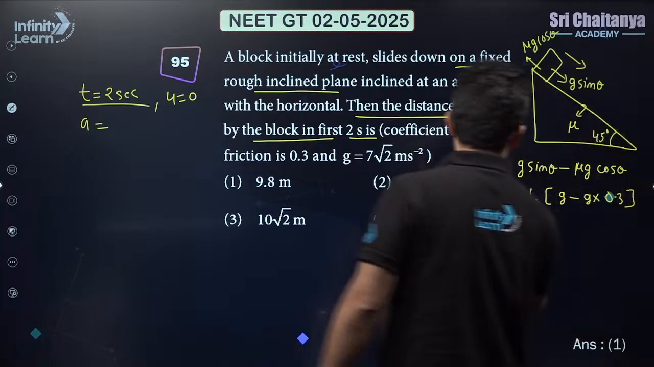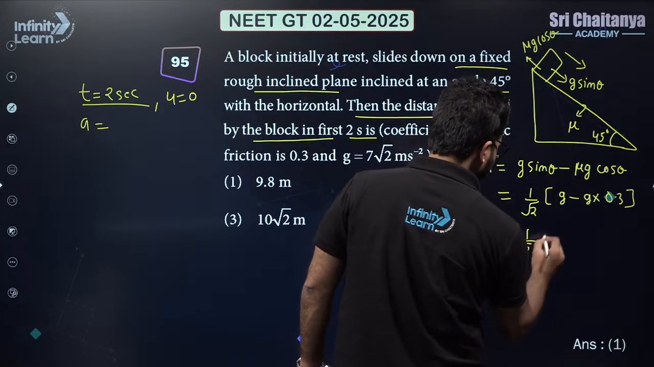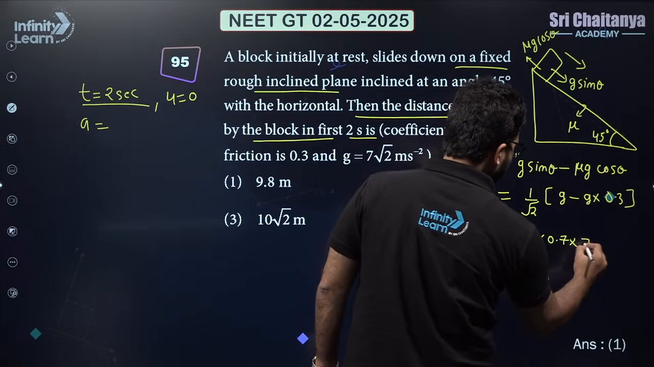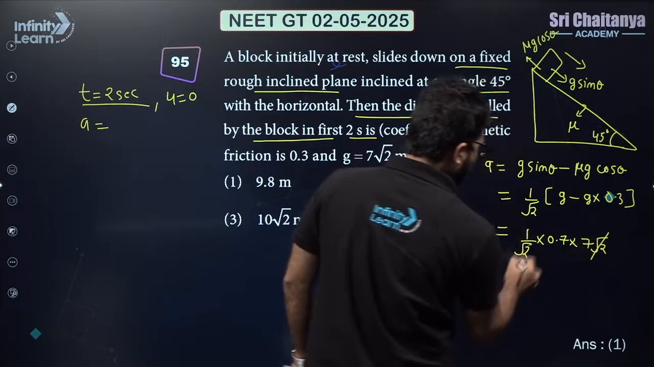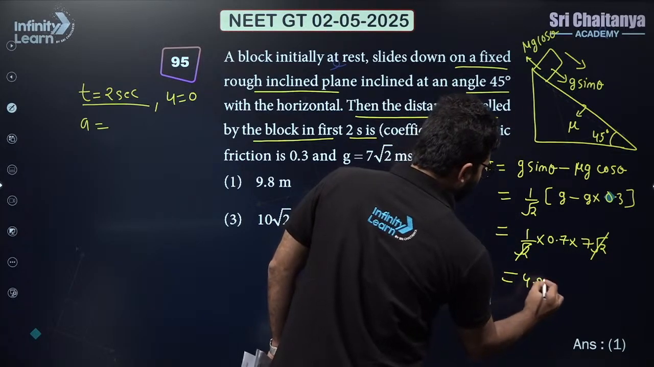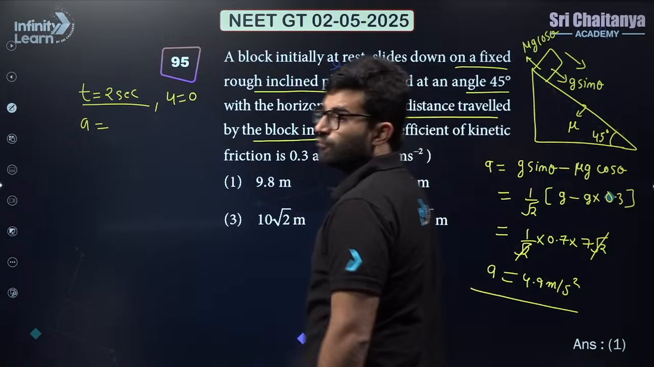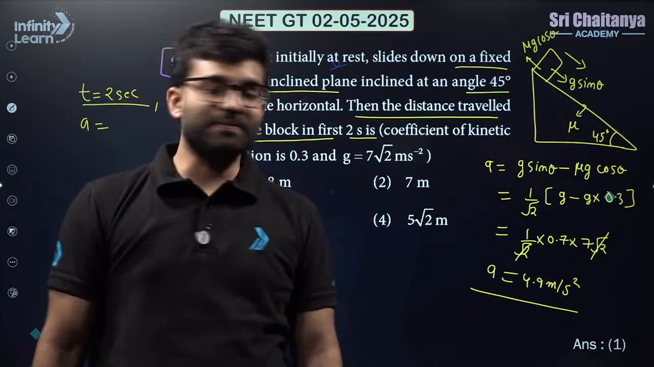So again you can calculate from here: 1 by root 2 multiplied by 0.7 into G. G is nothing but 7 root 2, so this cancels out. This is 4.9 meter per second square. That is my acceleration, which is 4.9 meter per second square, right?